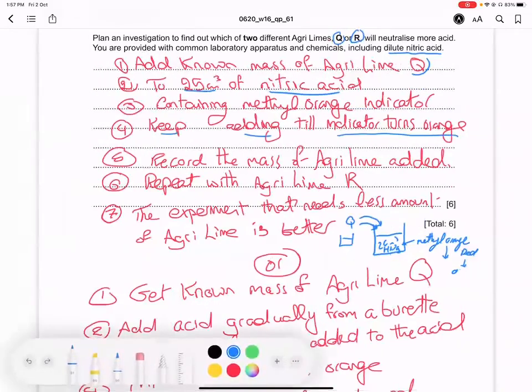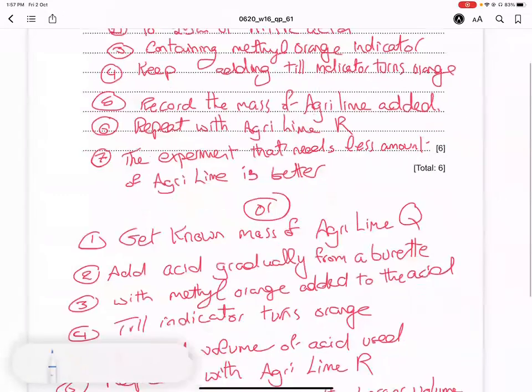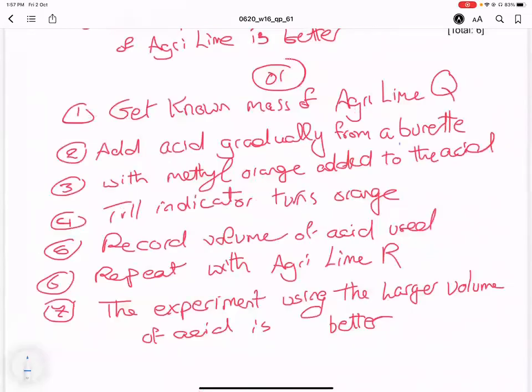Okay. Another way, you don't have to get the acid and start adding agri-lime Q to it. He reversed the process. He got a known mass of agri-lime Q and started adding the acid gradually from a burette with an indicator in the acid. You cannot add an indicator to a solid. So he added the indicator in the acid. So he got the beaker, he got agri-lime Q, and he started adding the acid with indicator in it.